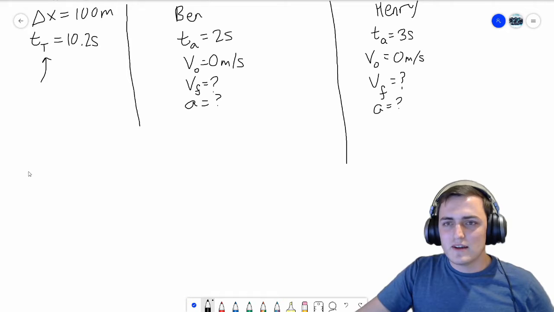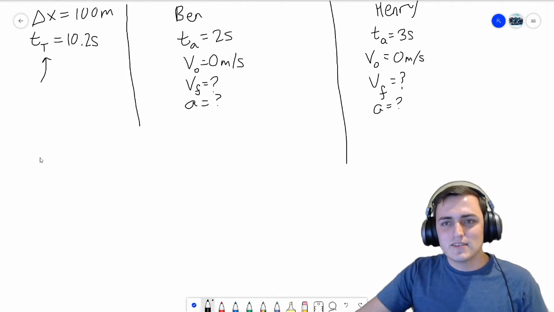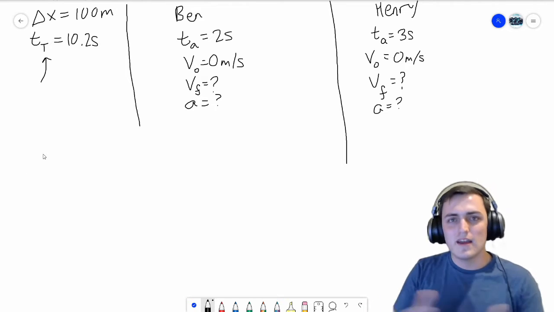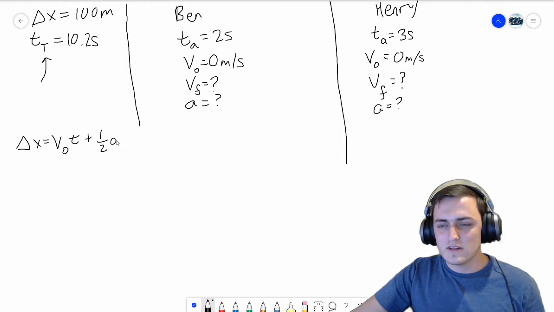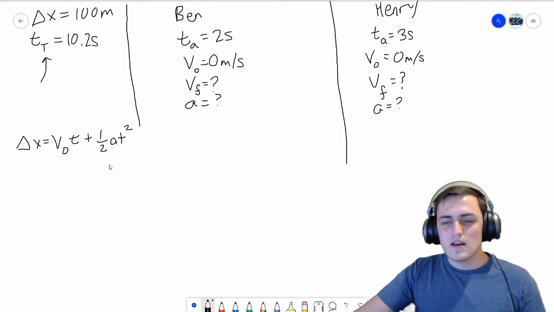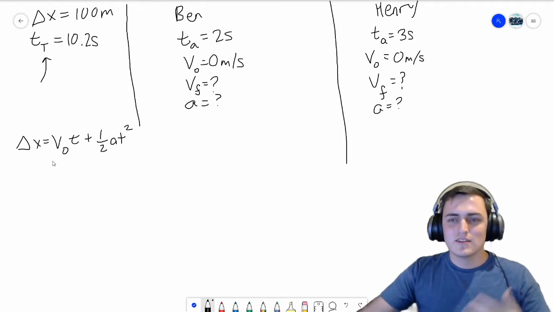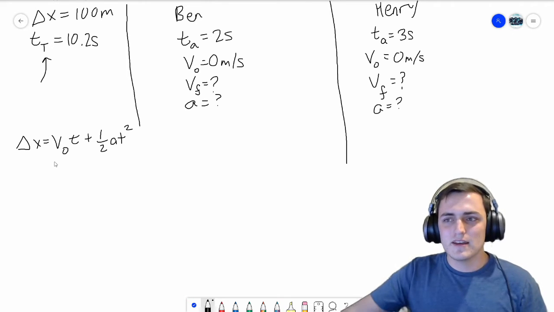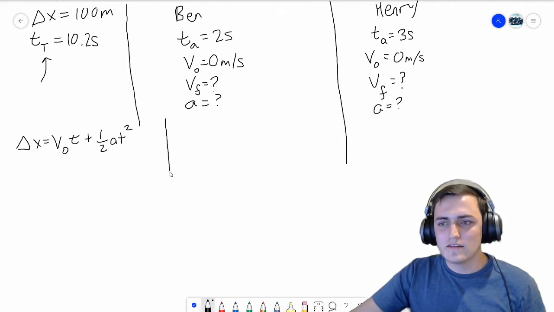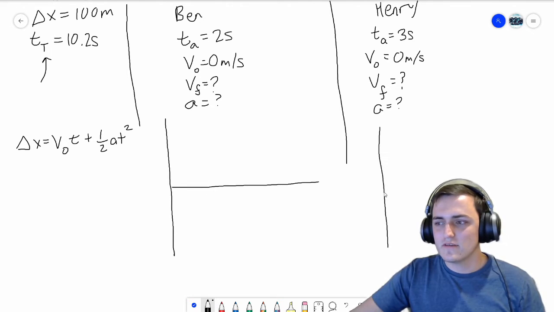So what we end up realizing is that delta x is consistent across both Ben and Henry. And we also know the equation delta x equals the initial velocity times time plus 1/2 a t squared. And so we can use this expression to describe both of their motion. But the trick here is that if we look at a velocity graph, we see that their velocity accelerates linearly.